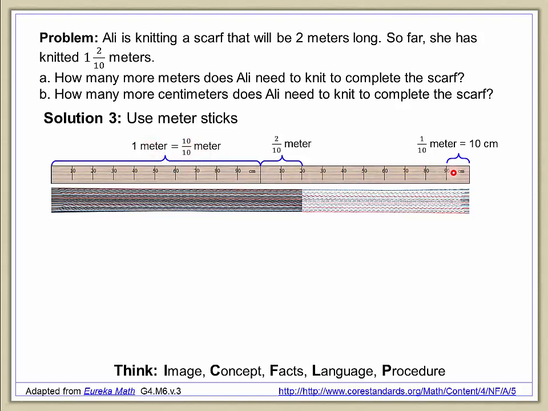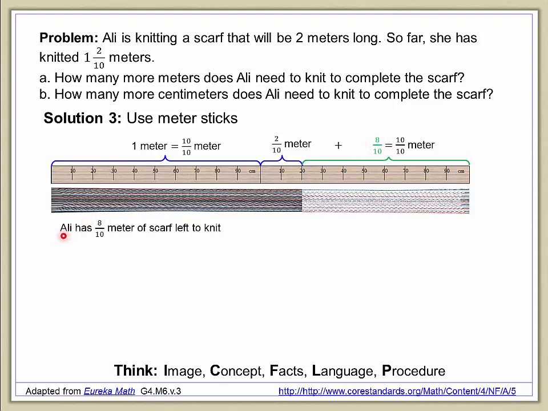So this meter is 10/10 long, and so the question is 2/10 of a meter plus how much more do we need to get to 10/10 of a meter? And this is a straightforward subtraction problem now that we have, again, the same units. We're working in tenths of meters. The answer is 8/10 because we know that 8 plus 2 gives me 10. And we know that we have 8/10 of a meter left to knit.